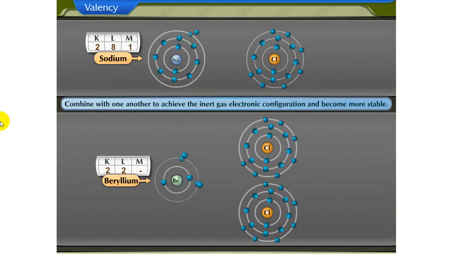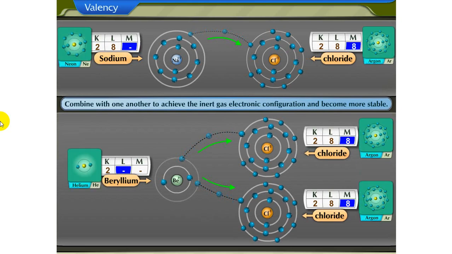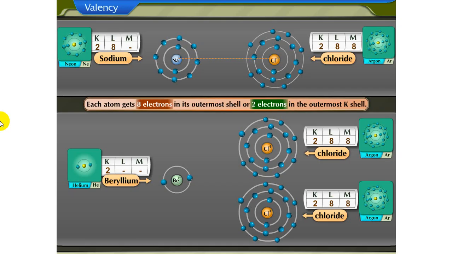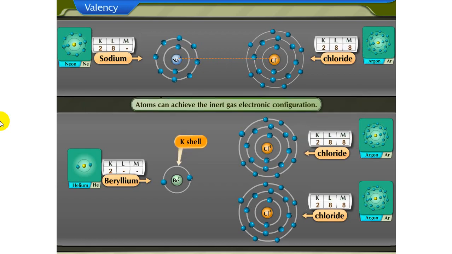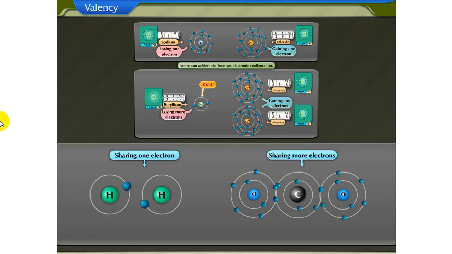Atoms of other elements combine with one another to achieve the inert gas electronic configuration and become more stable. This combining capacity of an element is called the valency of the element. When the atoms combine to form a chemical compound, they do so in such a way that each atom gets 8 electrons in its outermost shell or 2 electrons in the outermost K shell. Atoms can achieve the inert gas electronic configuration either by losing one or more electrons, by gaining one or more electrons, or by sharing one or more electrons.